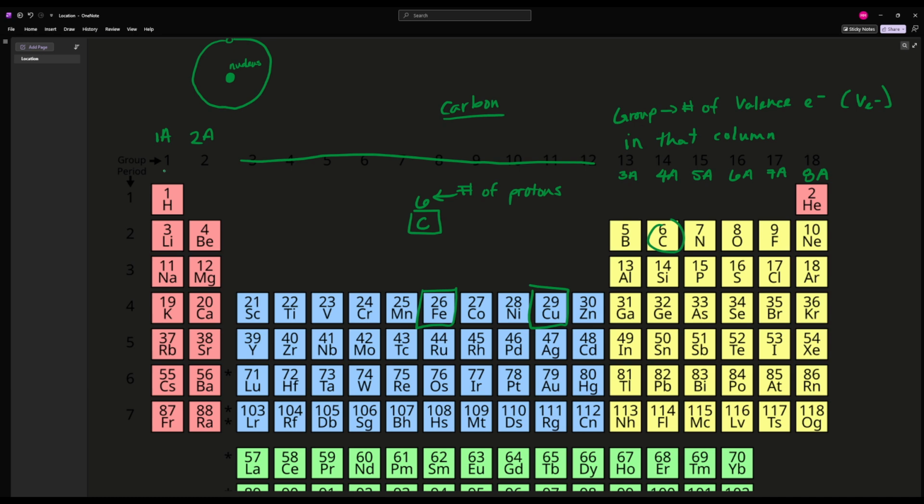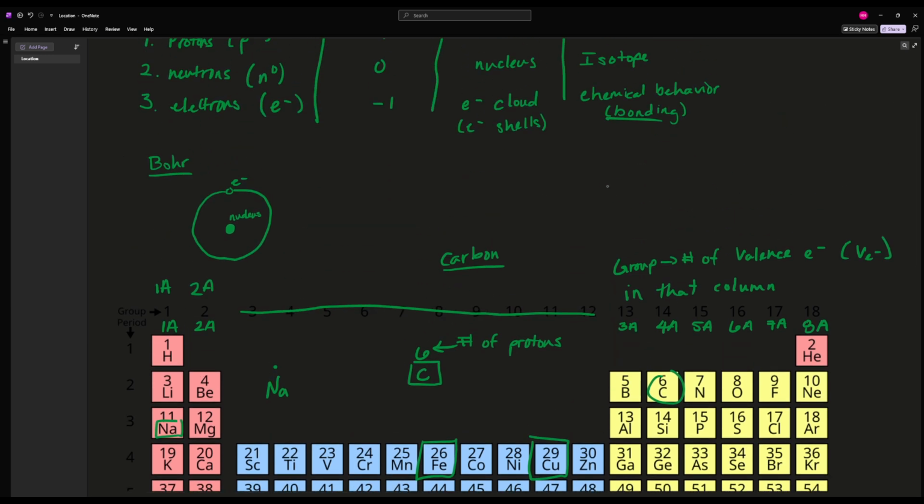So what that tells us is all of the atoms in the 1A column, or the 1A group, will have 1 valence electron. For example, sodium over here has 1 valence electron. To draw its Lewis structure, we put its symbol in the middle, and we draw the number of valence electrons surrounding it. That's 1. Now, we've been using this term valence electron, but really what is that?